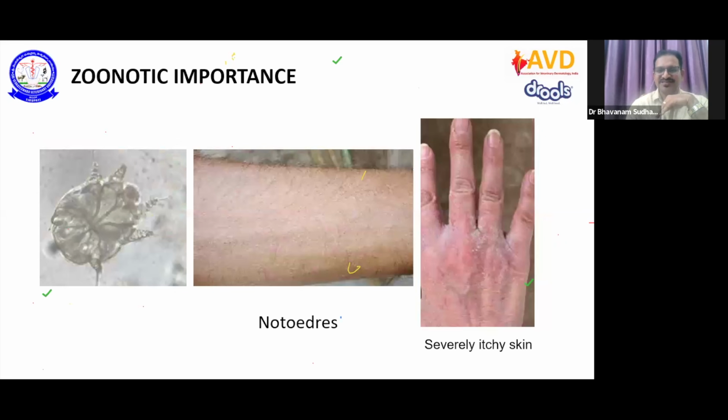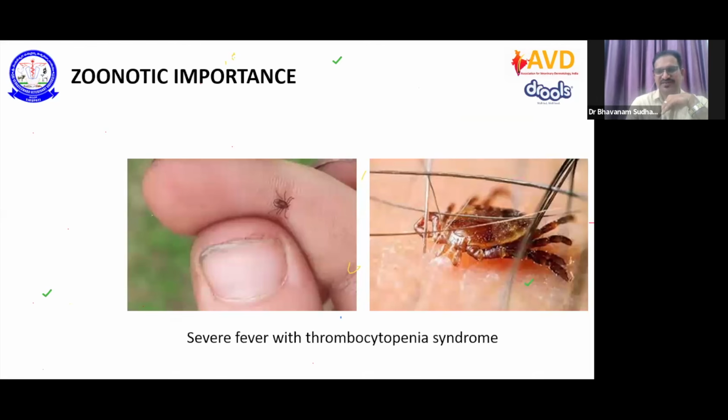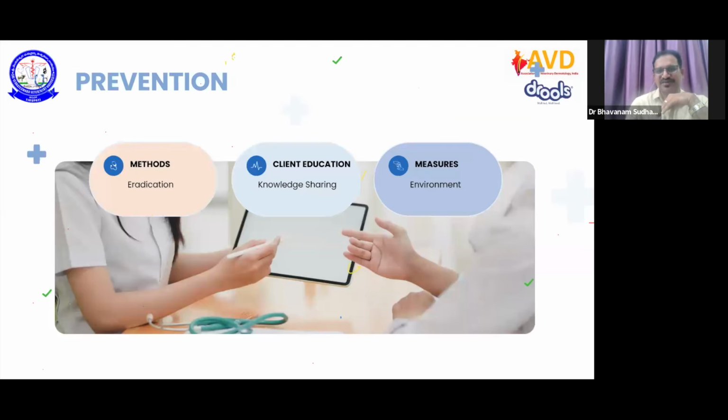Next one is zoonotic importance. This case is also one of my cat owner's hands. Here also we can see the development of erythematous and small papule-like lesions. Their cat had notoedres. This one also. I kept these two slides because they can cause lesions over humans also. It is our responsibility to educate. Next, there is a possibility that ticks can cause the development of severe fever with thrombocytopenia syndrome in humans. Finally, how do we prevent this parasitic infection?